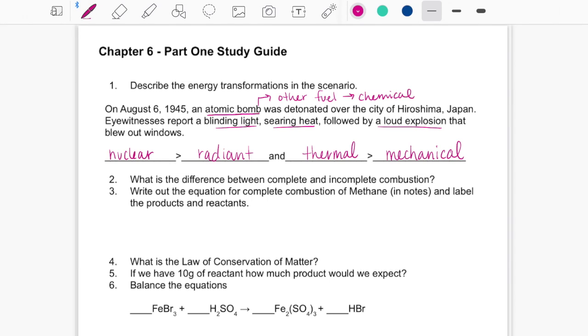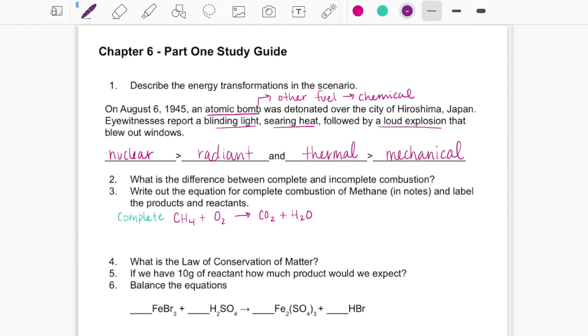For question number 2, what is the difference between complete and incomplete combustion? Okay, so I'm just going to use methane, and it kind of goes into question number 3. So methane, CH4, reacts with O2, and it's going to yield CO2 plus H2O. Okay, and this is for complete.